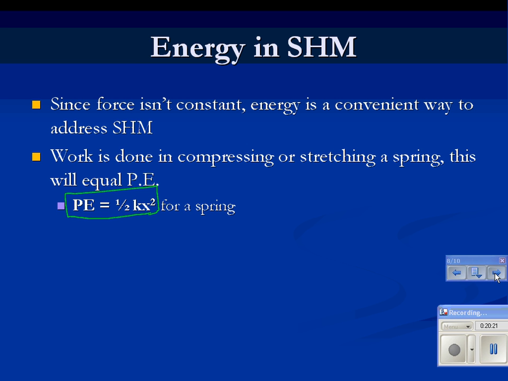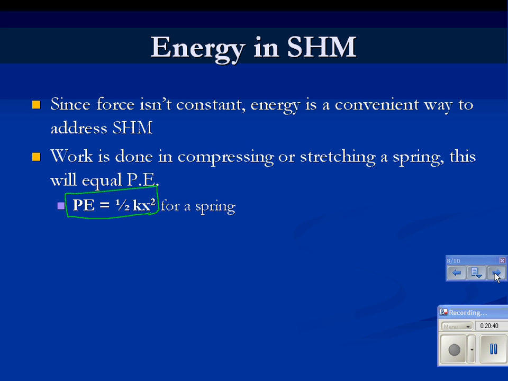K is not a number that is universal. It's a number that's specific to that particular spring. It will be given, or you might solve for it. It's kind of like mu. Remember mu with friction? How it varies from surface to surface? K is the same thing, same idea. What's the spring constant in this situation?